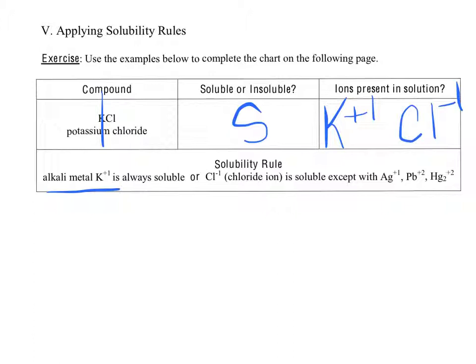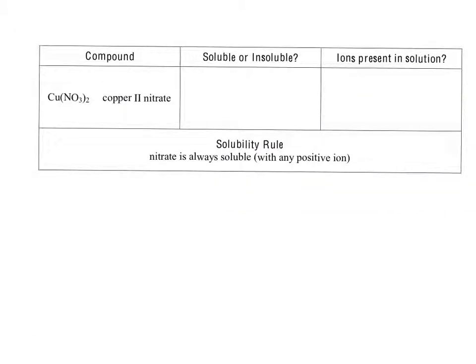So I just want you to tell me what ions are present. Another rule that you could have used to determine this compound's solubility is the rule about chloride ions being soluble except with these 3. So with anything else it would be soluble, and so you could just use that rule to determine that KCl is soluble. But you only have to find the solubility on one of the ions. If one of the ions is soluble, it doesn't matter what the other ion is, the whole compound is soluble.